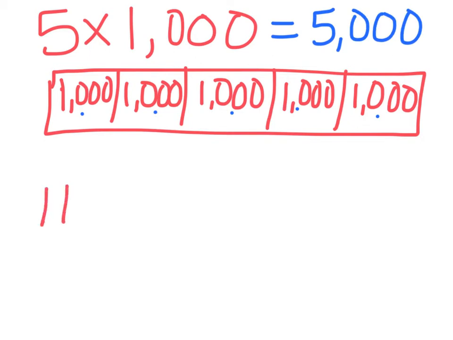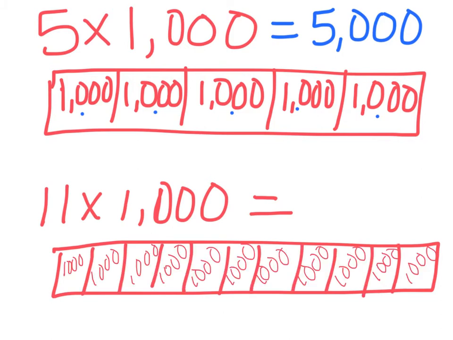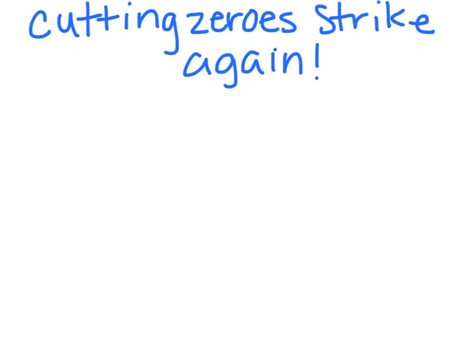If we have 11 times 1,000, that means we have 11 equal sets of 1,000, which add up to 1,000, 2,000, 3,000, 4,000, 5,000, 6,000, 7,000, 8,000, 9,000, 10,000, 11,000 for a product of 11,000. Once again, I bet you can already see that pattern. We have another case of the cutting zeros striking again.